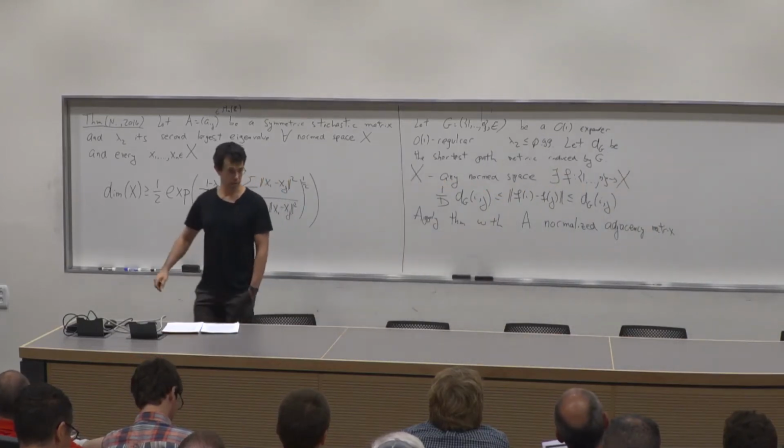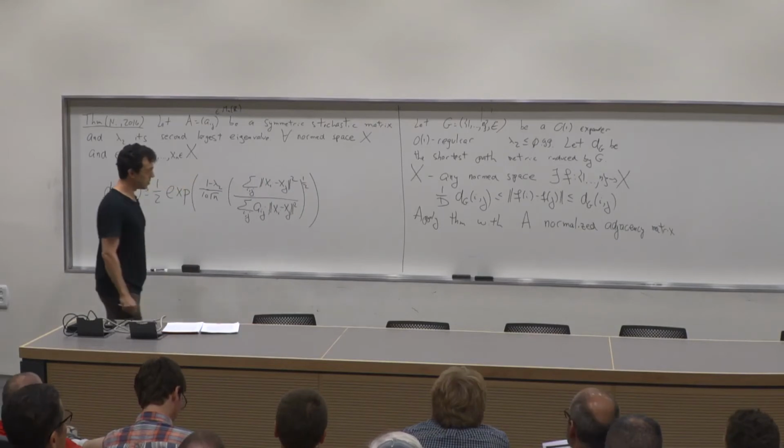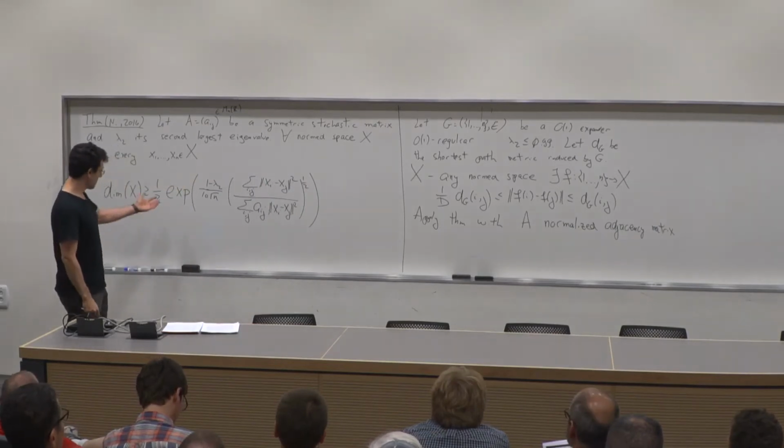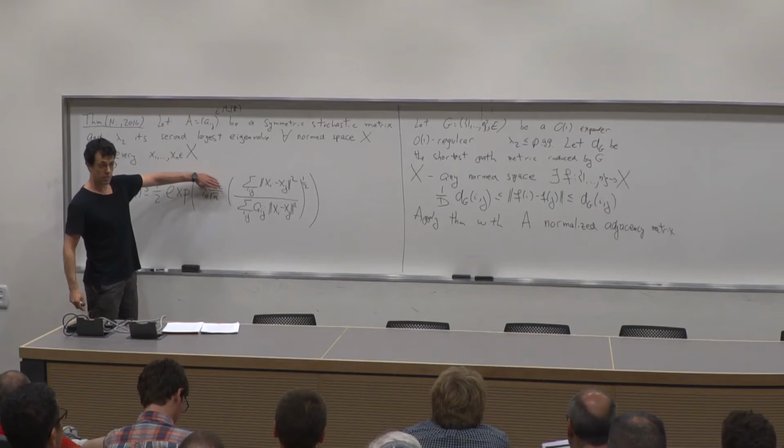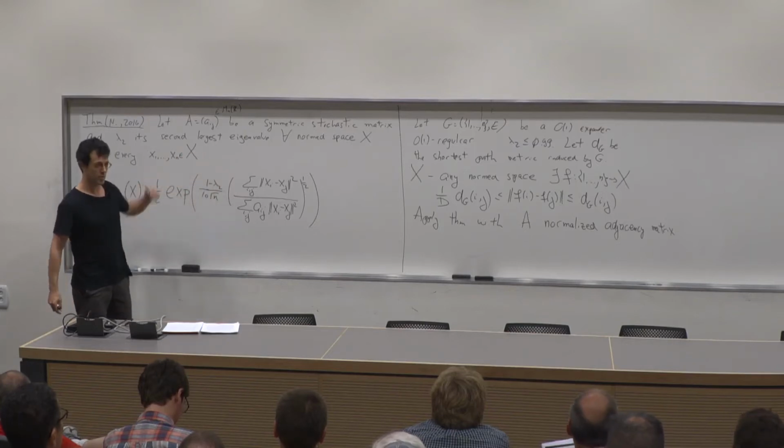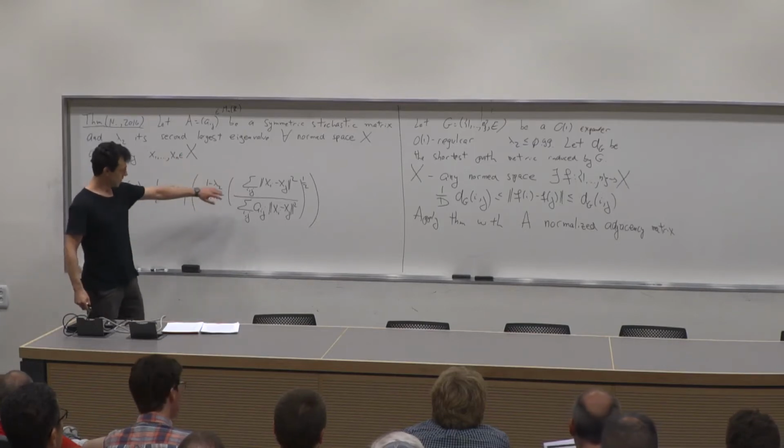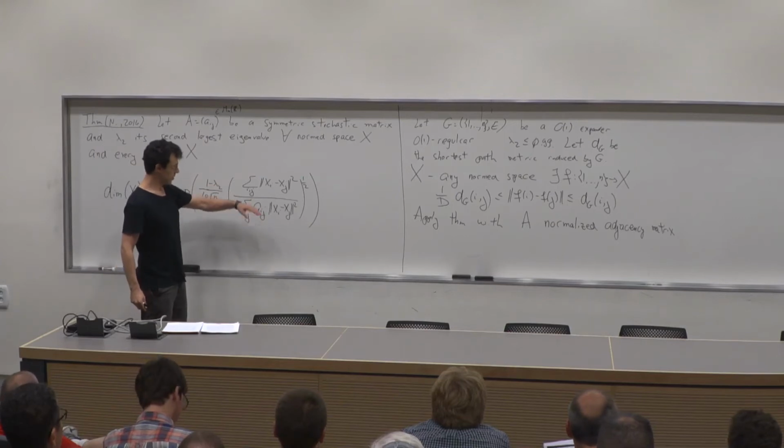So let's see what's going on here. Okay, so what's written here? Let's just examine. This is a constant, 1 minus lambda 2. 1 over 10 is still a constant. What's written in the numerator?